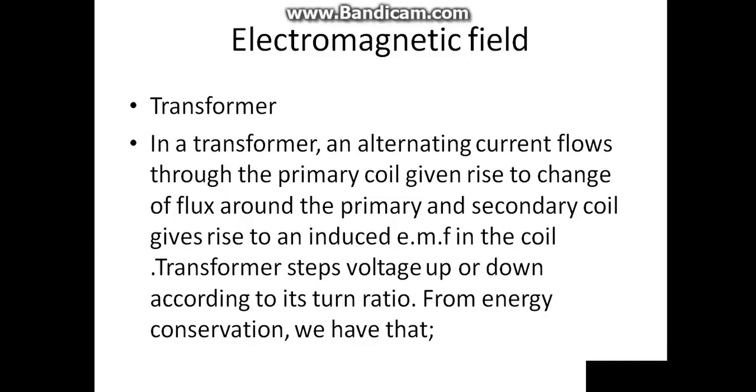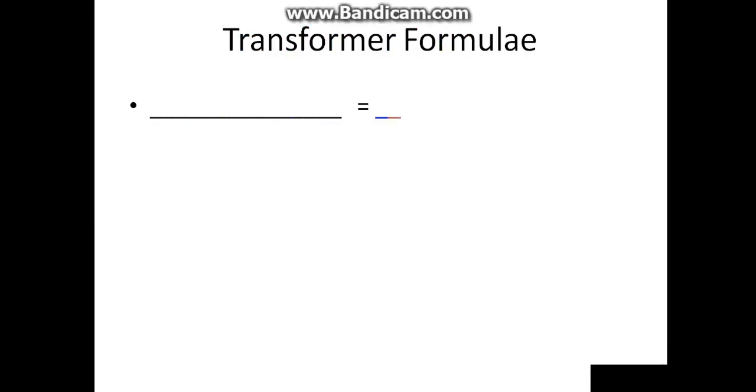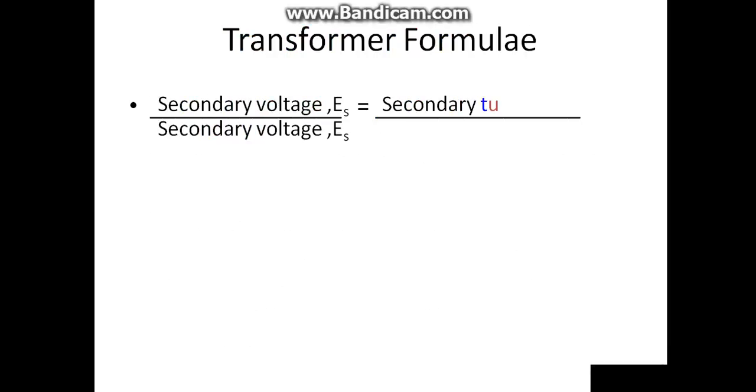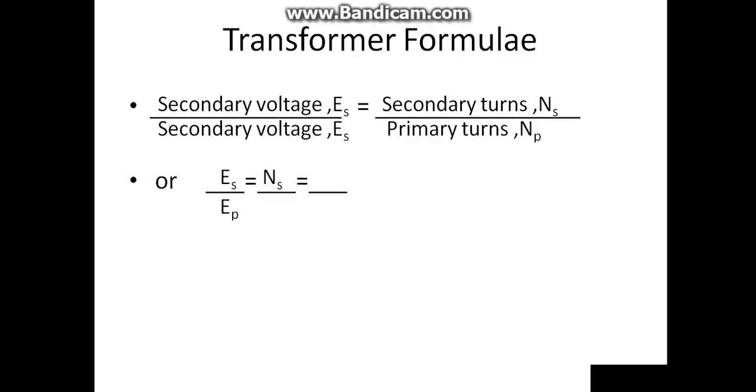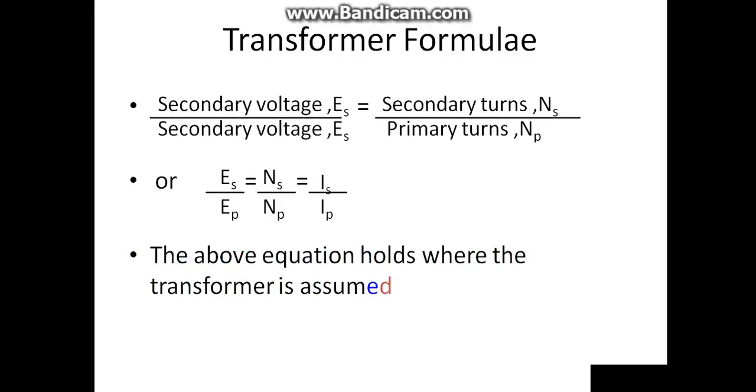From energy conservation, we have the transformer formula: secondary voltage ES over primary voltage EP is equal to secondary turns NS over primary turns NP, which is equal to IP over IS. The above equation holds where the transformer is assumed to be 100% efficient.